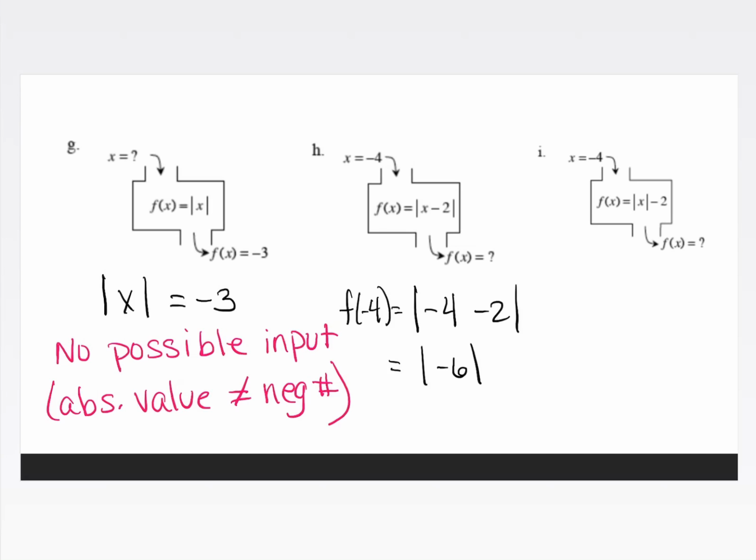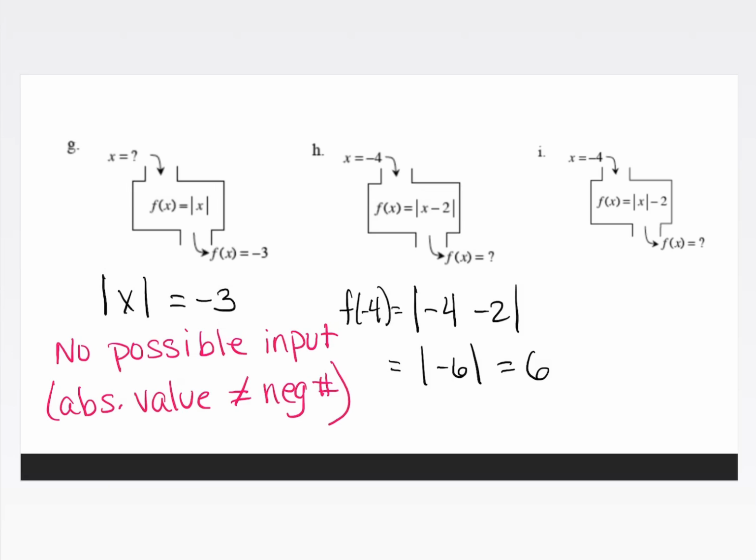Now this is something different. If we plug in a negative number inside of our absolute value, that can still give us a positive number in the end. That can still work. However, an absolute value can never equal a negative number. If we take the absolute value of a negative number, that's just saying how far away it is from 0. So negative 6 from 0 is 6 units. So that is our answer. So f of negative 4 equals 6.